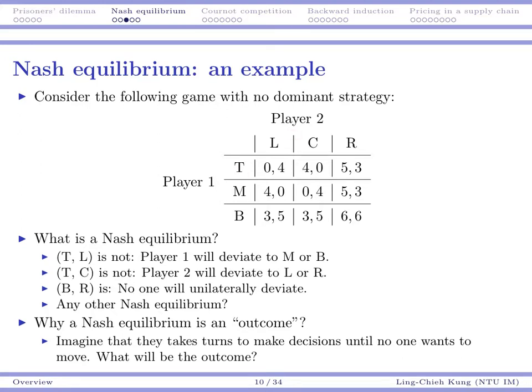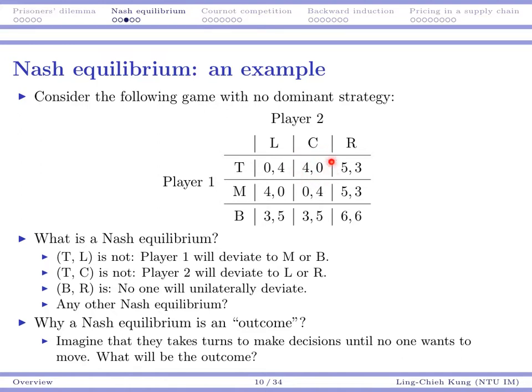For TL, they get 0 and 4. In this case, this is not a Nash equilibrium because player 1 has the incentive to move to M. This is a unilateral deviation. Player 1 will think, currently we are at TL. If player 2 does not deviate, then I would move to M because 4 gives me a higher utility than 0.